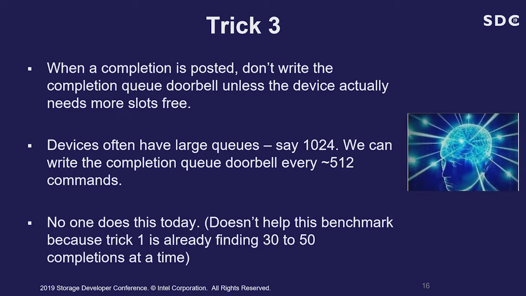So we just count. And technically you only have to free up completion queue slots one time through the ring. But I do want to point out, we're finding 30 to 50 using the other two techniques, and so this doesn't help the benchmark, really, because we're already batching so effectively in this particular workload. This would probably help lower queue depth.